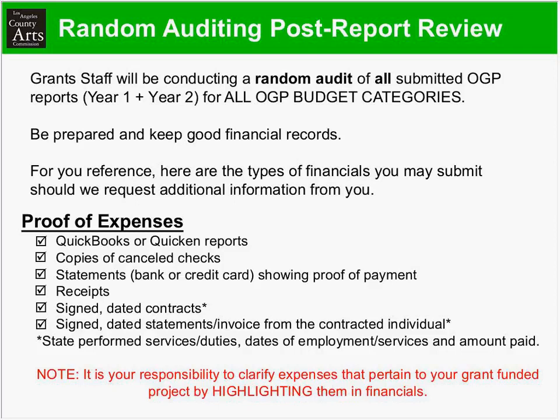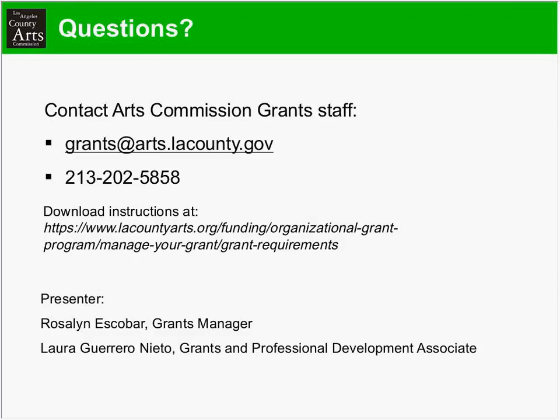And if you're providing us with an accounting report from QuickBooks or Quicken, we want to make sure that you have highlighted in those reports what those expenses were so that we're not trying to figure it out for you. It's up to you to highlight the line items that pertain to your OGP project. Okay? That's pretty much it for the random audit, and if you want to know more about that, please go to Exhibit B, Terms and Instructions. I can take questions now.